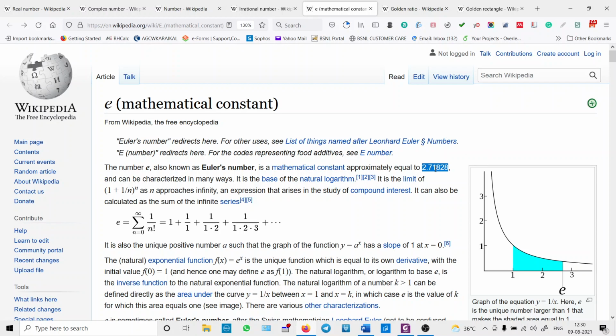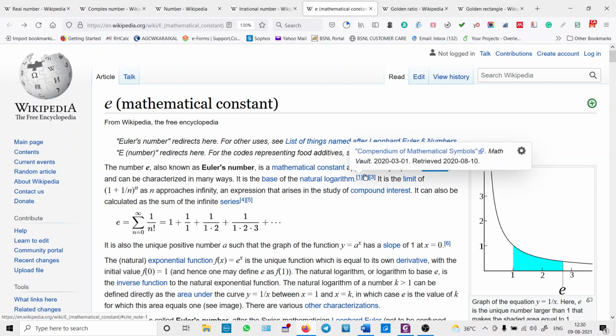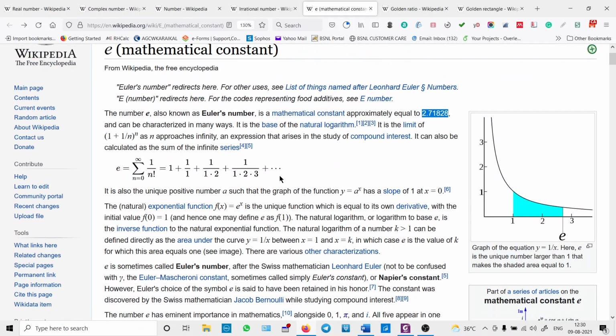This is the number we call Euler's number, and it is characterized in many ways. We are going to study in later chapters that e is the limit of this sequence. What is the sequence here? 1 plus 1 by n, to the power n, and this sequence approaches this real number e, that irrational number, when n tends to infinity. We are going to prove it after we study sequences. It is also an expression that arises in the study of compound interest, that you can learn later.